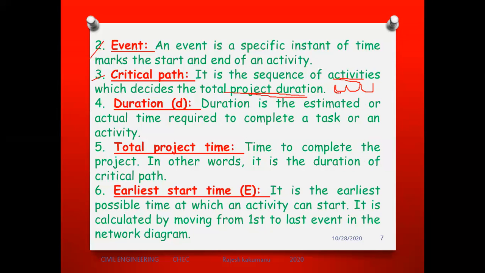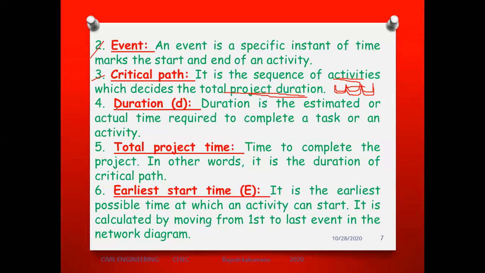From the gate to your building it takes 1 minute. From your building to upstairs to your class, it takes half a minute. From your classroom to your bench, it takes a quarter minute. So this is the duration, how much time it is taking when you are completing this work. That is the critical path.